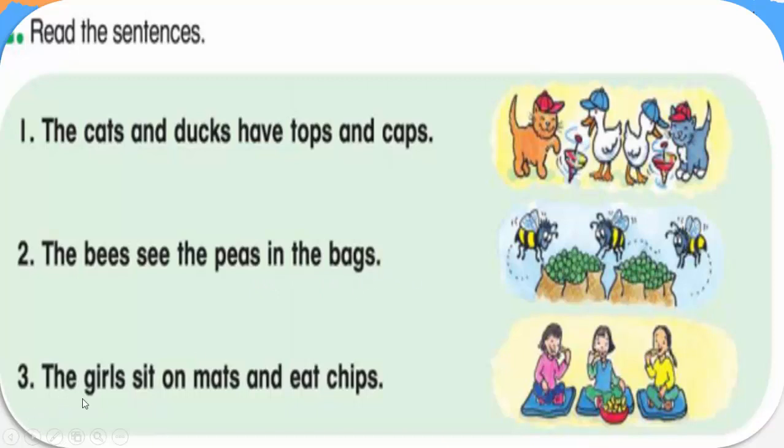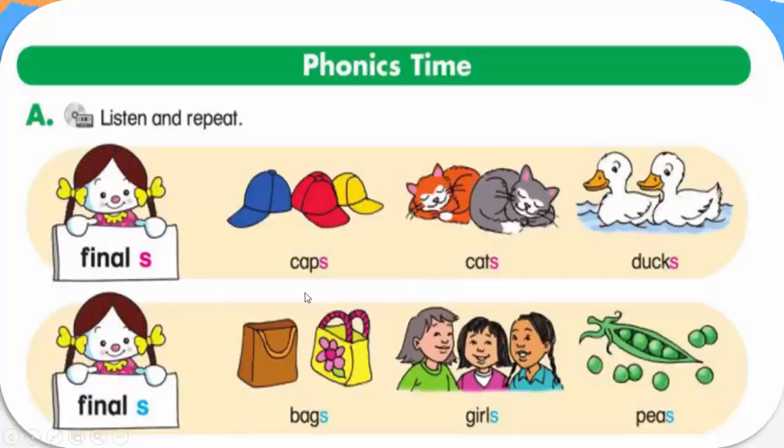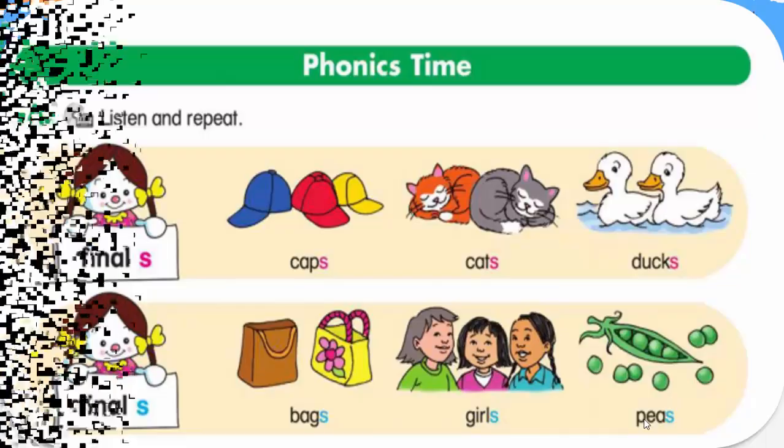Number three, the girls sit on mats and eat chips. Again, the girls sit on mats and eat chips. So here we have the difference between S sound and Z sound. Caps, cats, ducks, bags, girls, peas.